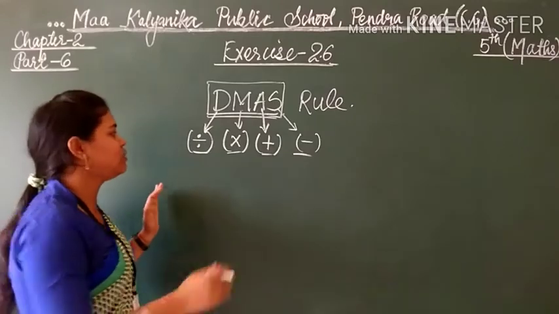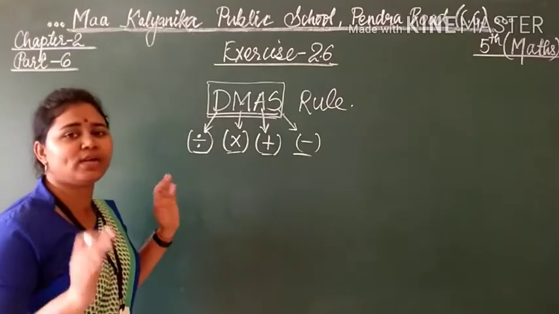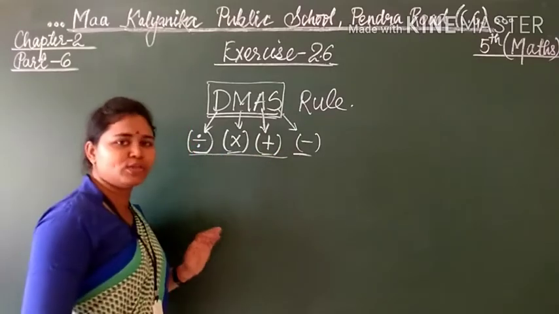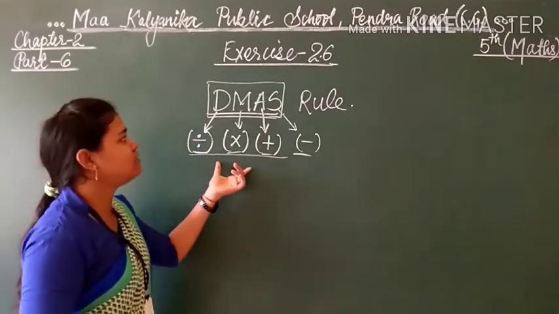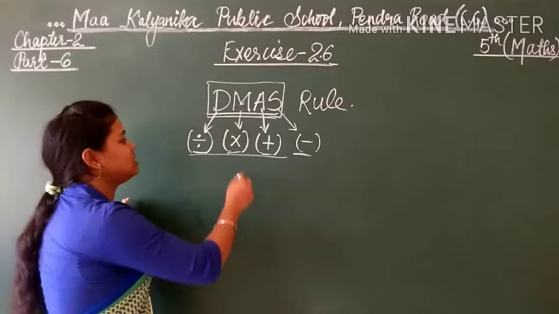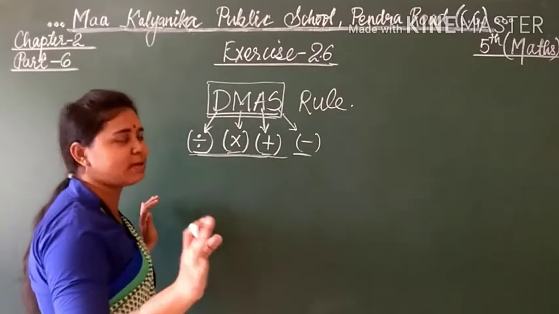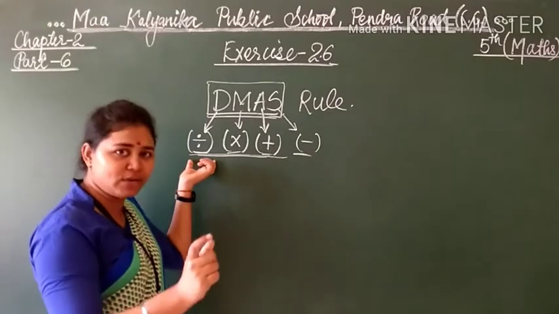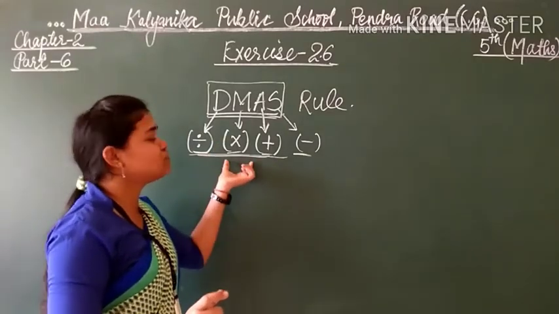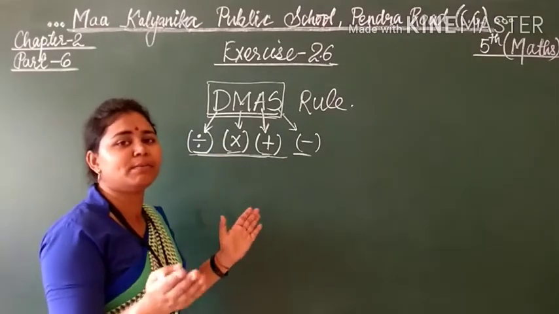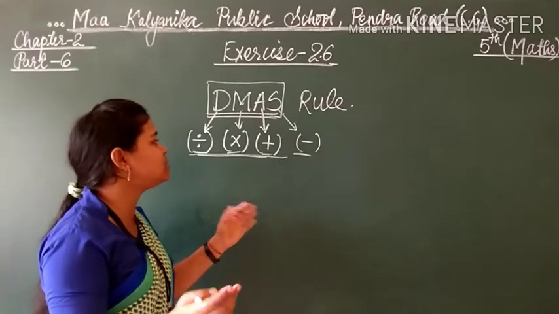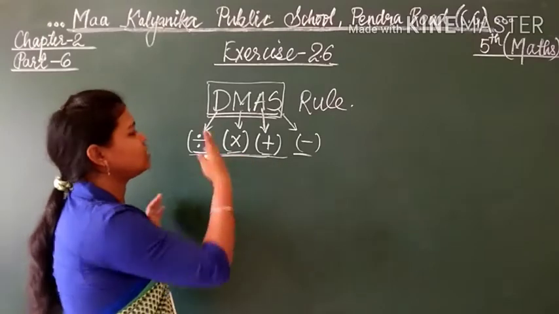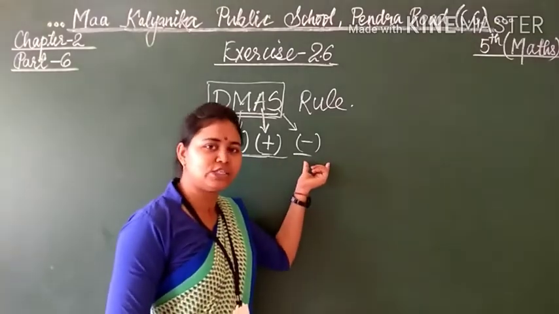So if in the question all 4 are given, or any 3 or any 2, you have to follow the same rule. First in that question you have to solve the division, then multiplication if it is there between the numbers, then addition. After these 3 are over, at the last you will solve the subtraction.